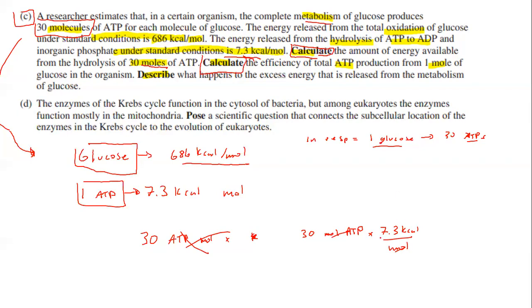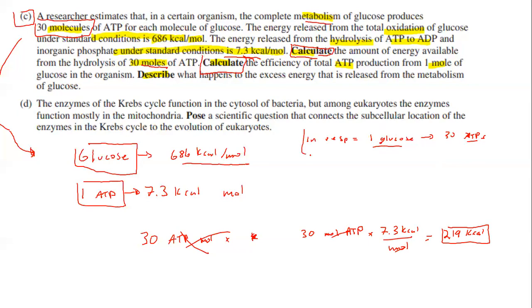Moles cancel out. And basically all you do is multiply 30 by 7.3 and you're going to get your value here. So I'm just going to do 30 times 7.3. And I got a value of 219 kilocalories. So that basically means if I can produce 30 molecules, or 30 moles, I should say, of ATP, it's going to release that 219 kilocalories.